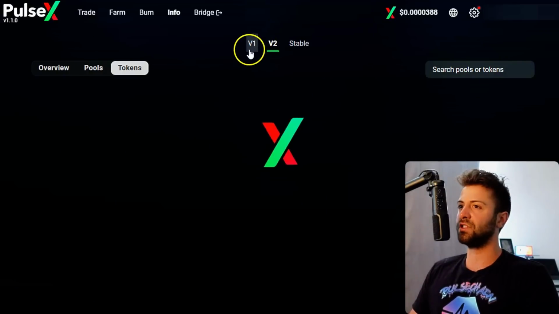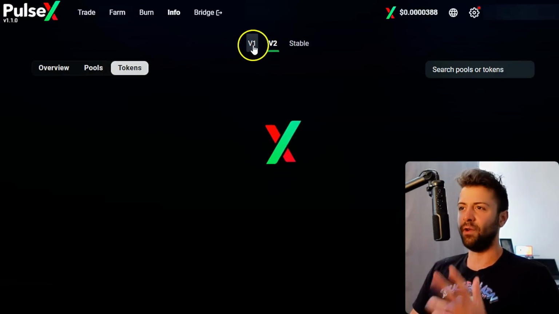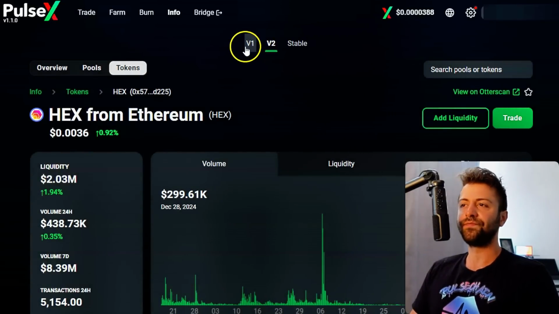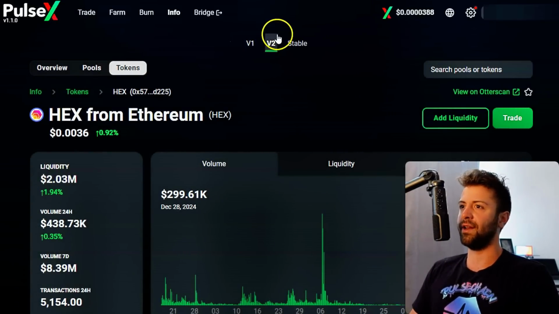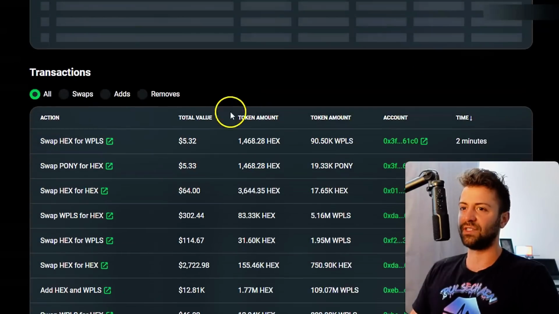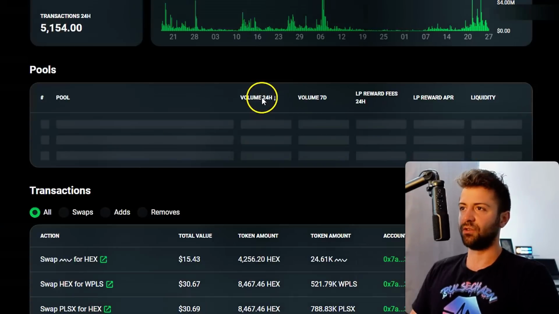Just for people that might be new, the V1 pools are the ones that pay out an INC token, but you don't actually earn transaction fees. V2, you don't get any INC token, but you earn transaction fees. So here we've got HEX from Ethereum. We could scroll down to the pools over here.